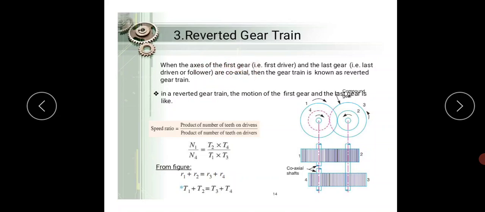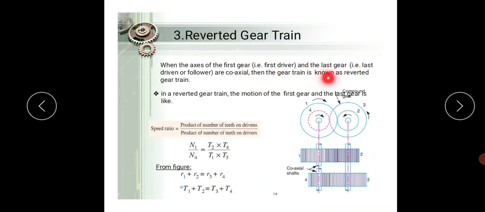Now see about the reverted gear trains. When the axis of the first gear, that means the first driver, and the last gear, the last driven or follower, are coaxial. Here this is gear 1, this is gear 2, this is gear 3, and inside is gear 4. The first gear and the last gear are coaxial, which is nothing but a reverted gear train. That means input and output are placed on the same axis.